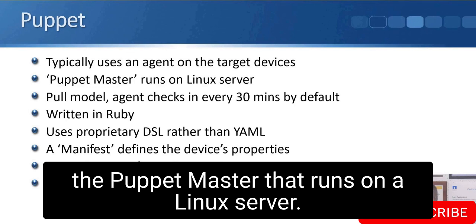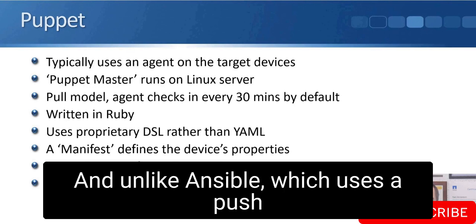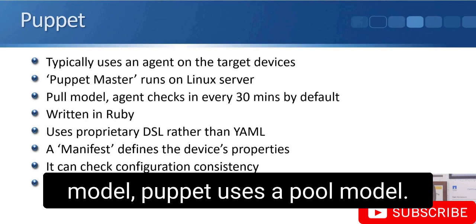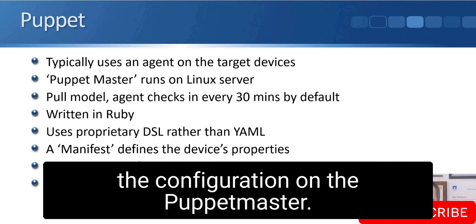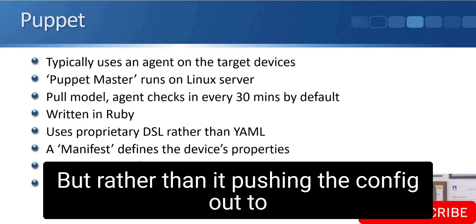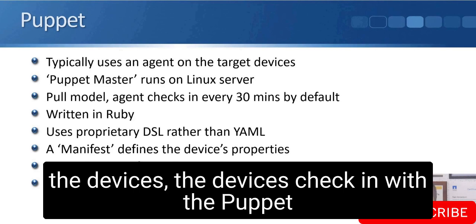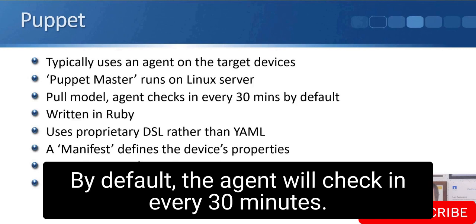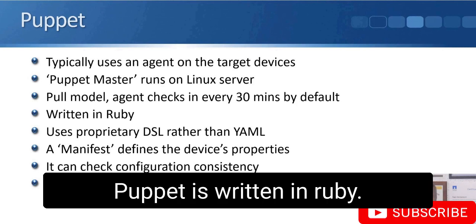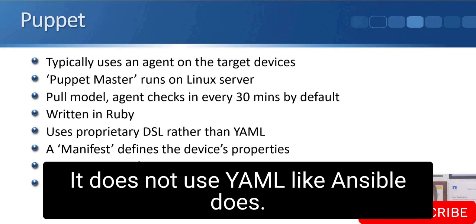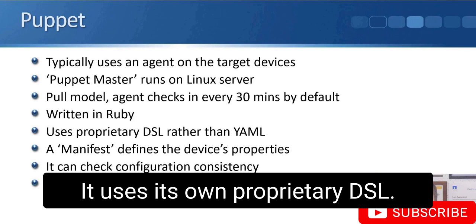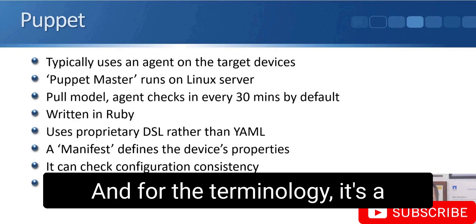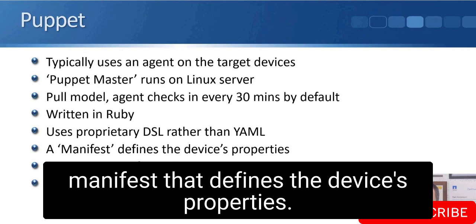That runs on a Linux server, and unlike Ansible, which uses a push model, Puppet uses a pull model. You still do all the configuration on the Puppet Master, but rather than it pushing the config out to the devices, they check in with the Puppet Master and pull their configuration from there. By default, the agent will check in every 30 minutes. Puppet is written in Ruby. It does not use YAML like Ansible does. It uses its own proprietary DSL. And for the terminology, it's a manifest that defines the device's properties.